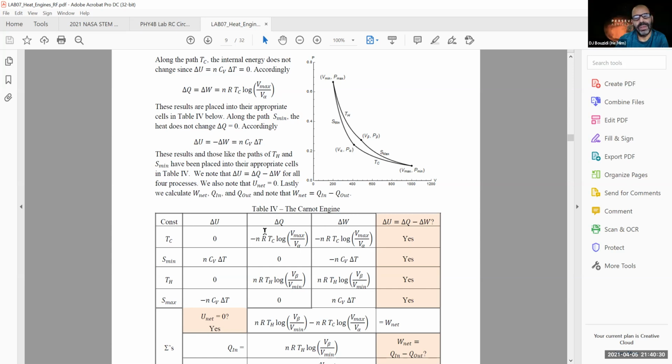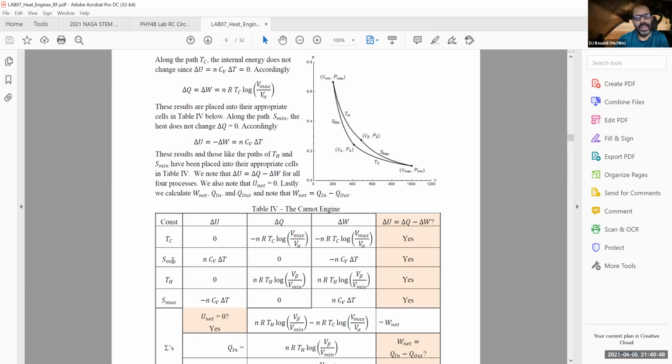Because the work and the heat will cancel, as delta U is 0 in this case. Is delta U equal to delta Q minus delta W? Obviously, if you subtract delta W from delta Q, you're going to get 0. So yes, this is a guide for the rest of the lab and how you fill it, okay?